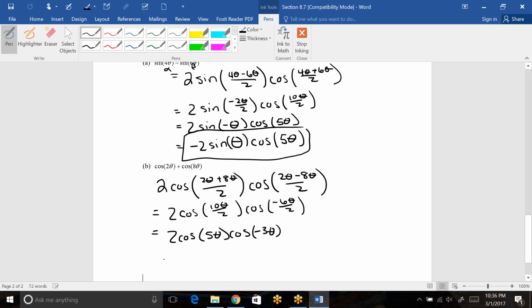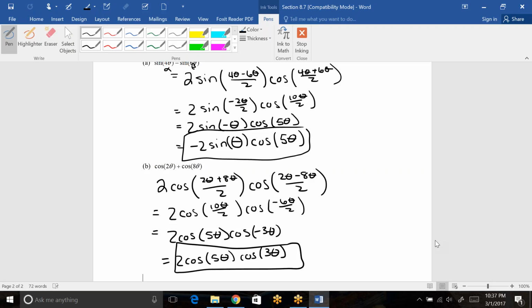And because cosine is an even function, a negative inside is the same thing as a positive inside. So we can just change that to a positive. So final answer on that one is 2 cosine 5 theta cosine of 3 theta. And that is the end of 8.7.